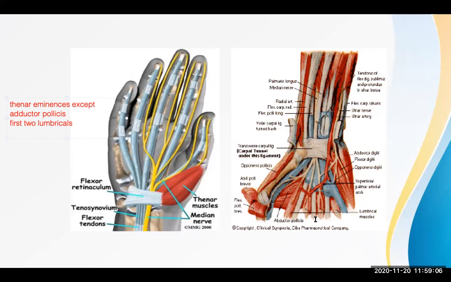Now it will be very easy for you to answer what happens if the median nerve is damaged here. The thenar group of muscles will suffer, the first and second lumbricals will suffer, and this sensory innervation will suffer. This is the importance of knowing anatomy.